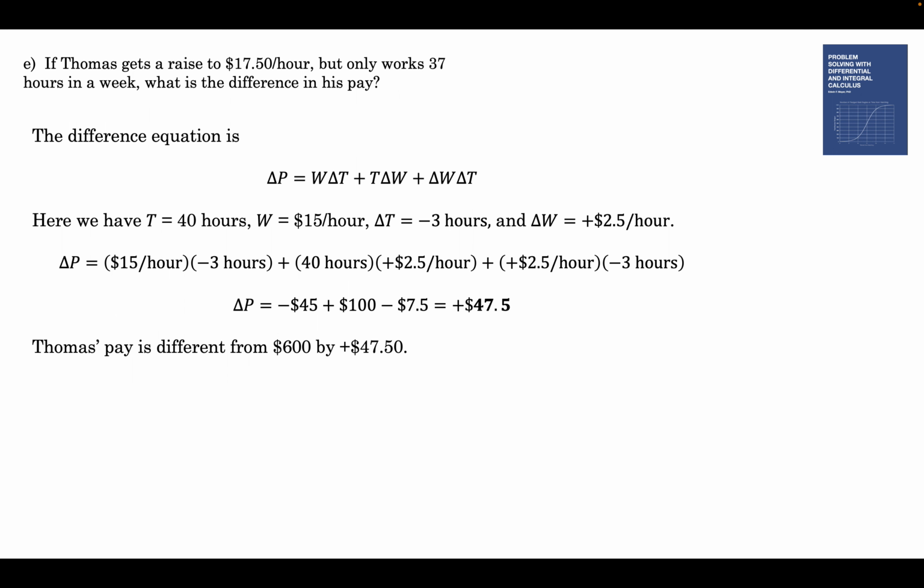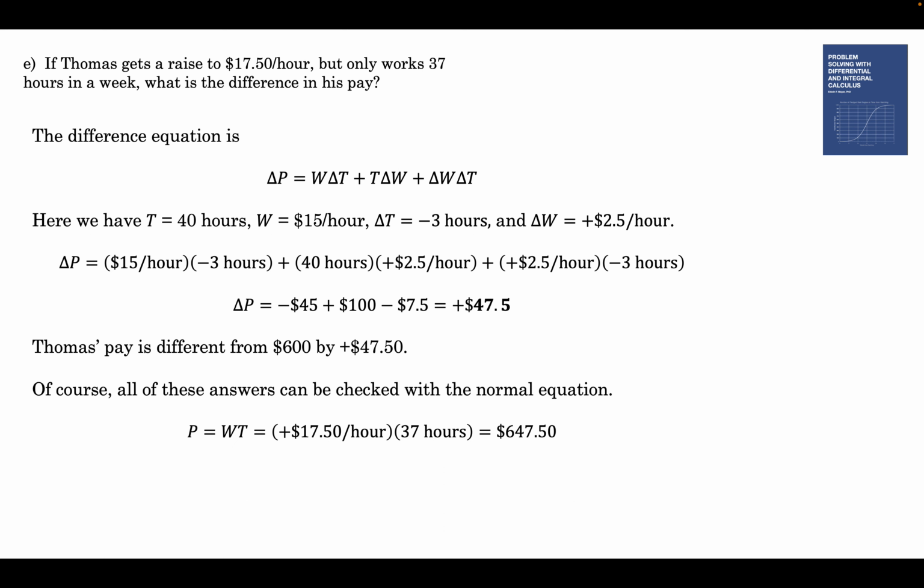And of course, we can use the normal equation, right? The normal equation is simple. It's WT, $17.50 per hour times 37 hours. We get $647.50. We calculated the difference from 600 using the difference equation. It should all make sense. You should be very comfortable with difference equations, as comfortable as you are with normal equations. It takes a long time. You have to do a lot of problems if you want to understand. Unfortunately, that's the case.